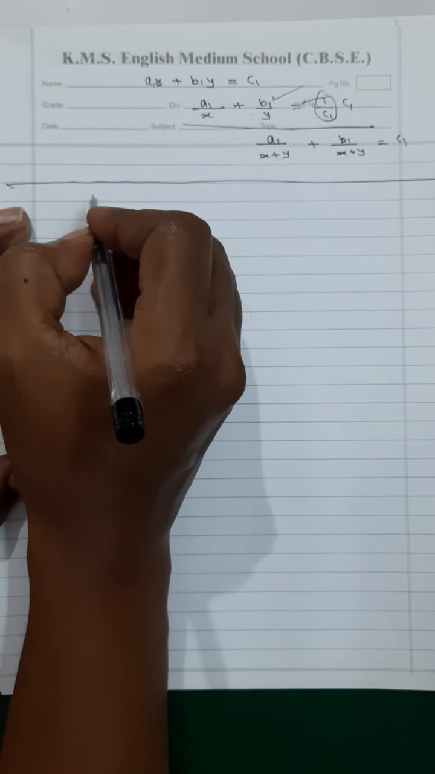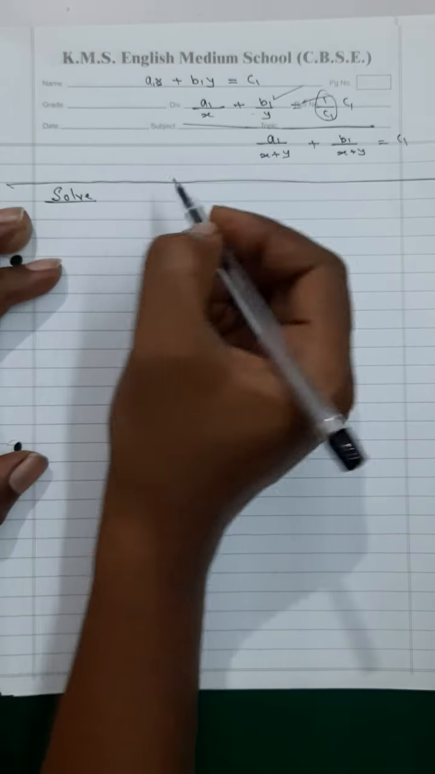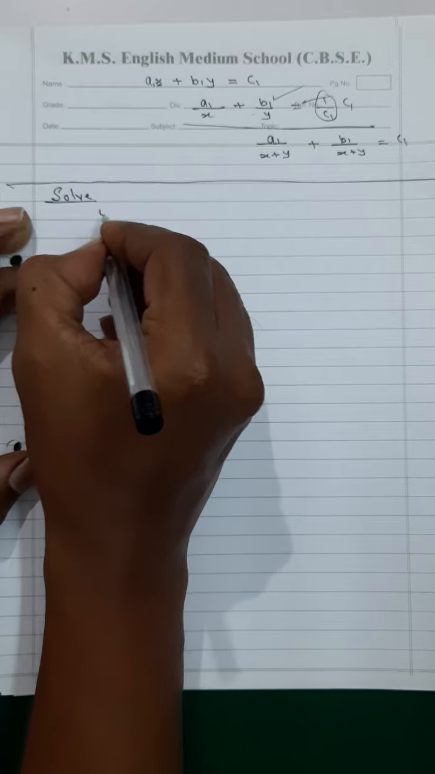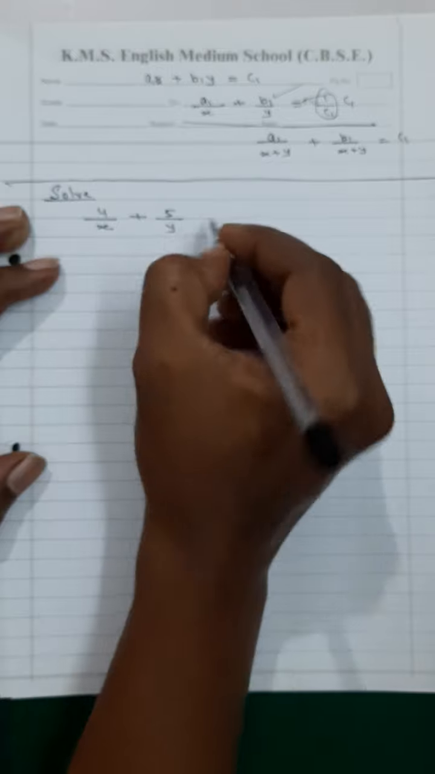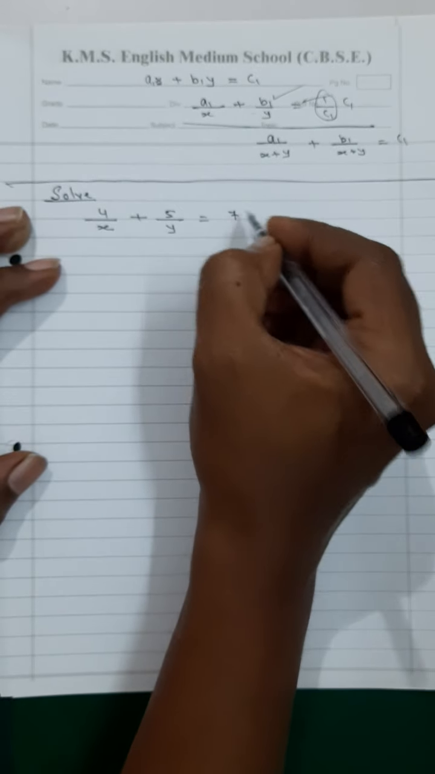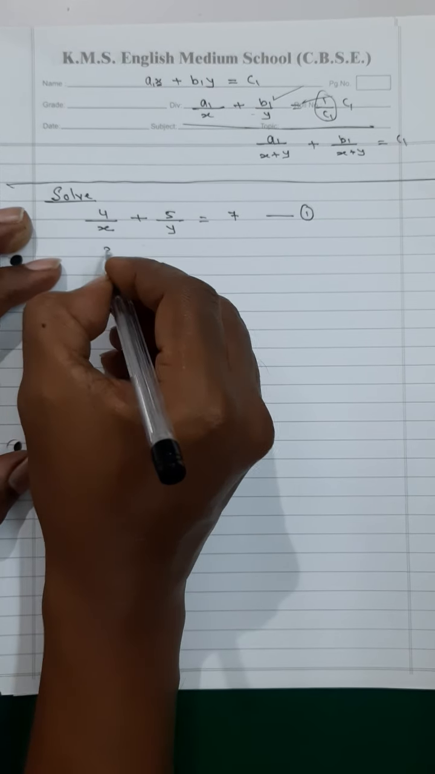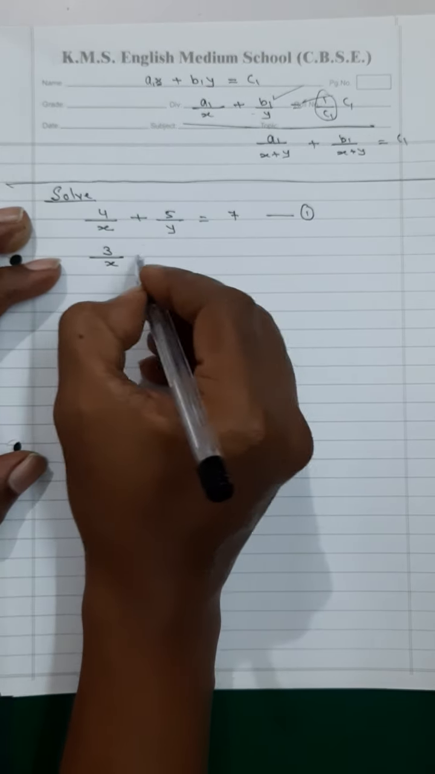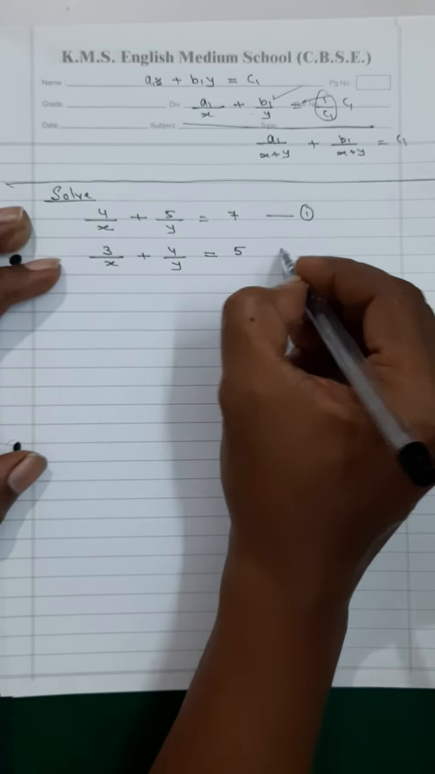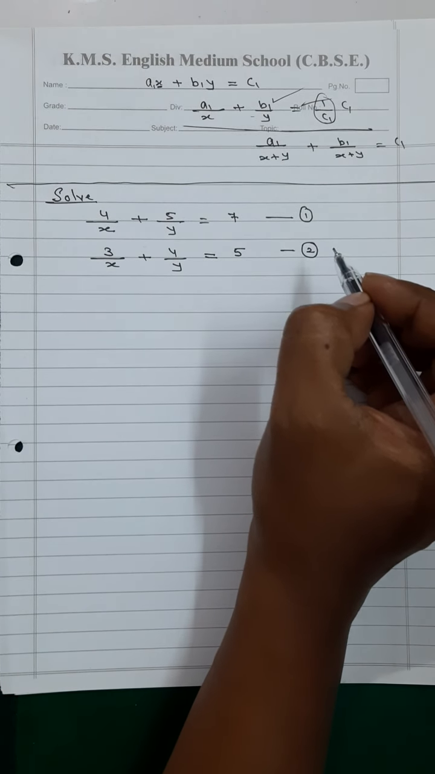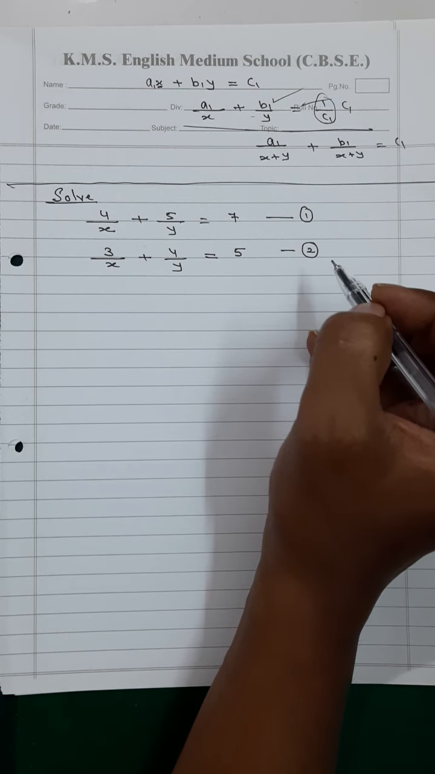Supposing we have the first equation, they have told, of course, you have to solve the equations: 4 upon x plus 5 upon y is equal to 7. See, I told you c1 can be anywhere. This is your first equation. Second equation is 3 upon x plus 4 upon y is equal to 5. This is your second equation. And of course, you have to solve the equations for variables x and y.